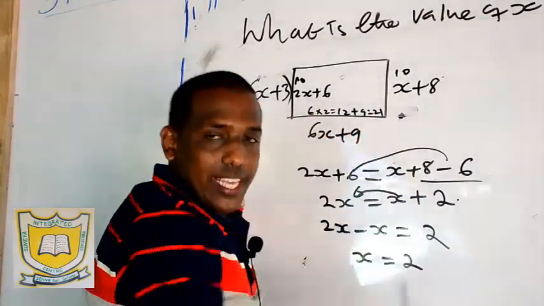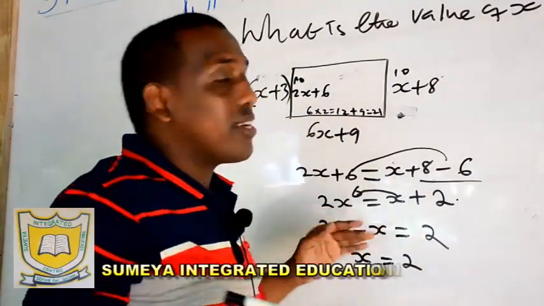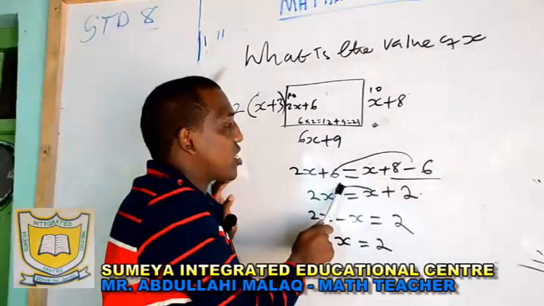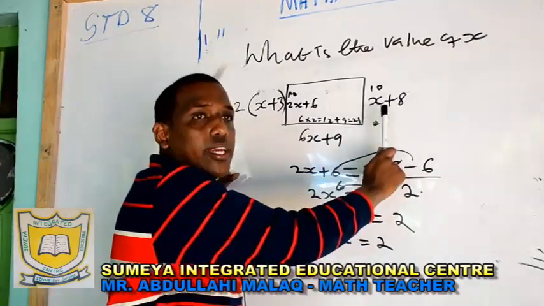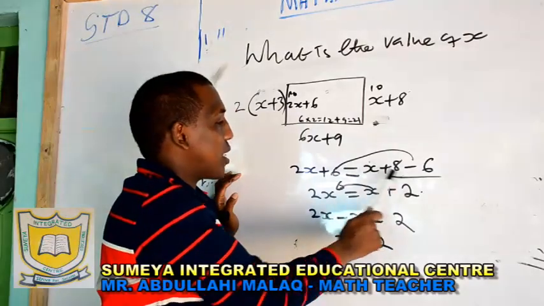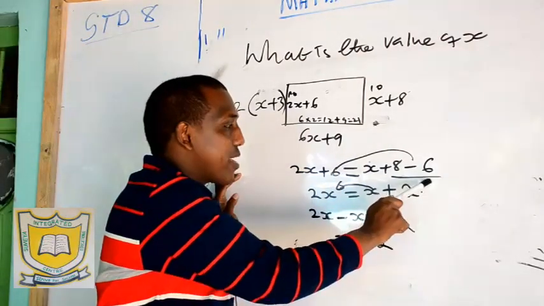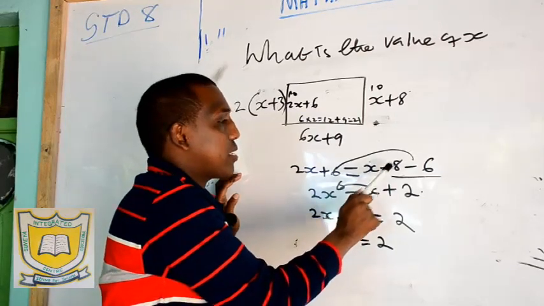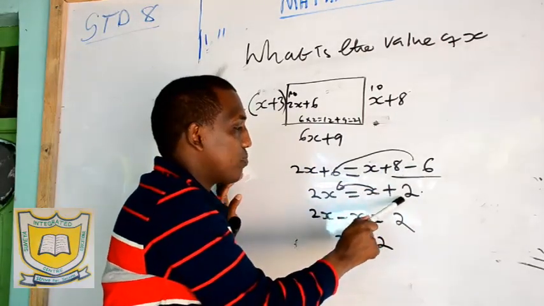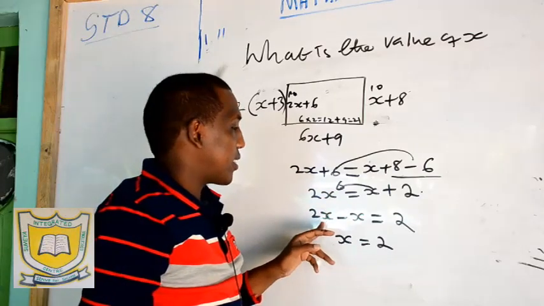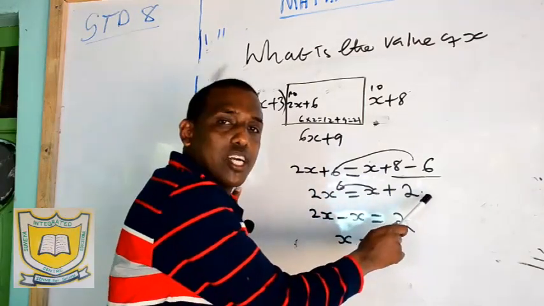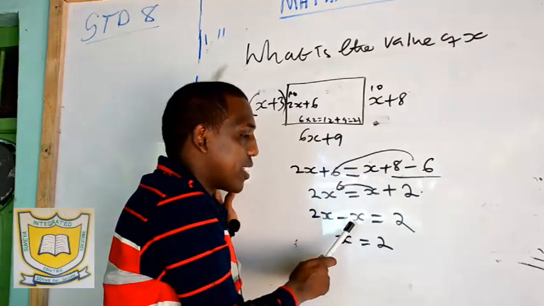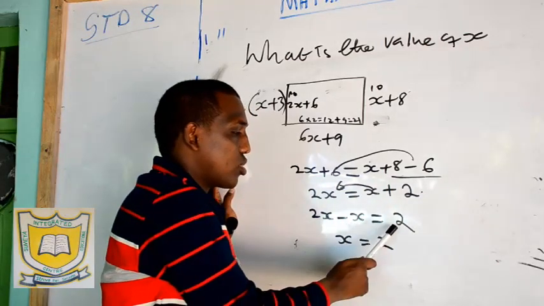I'm repeating. You are told to find the x. You always check the two sides you have. So you say 2x plus 6 is equal to the other side. You are given x plus 8. So 6 will move to the other side, minus 6 now. So 2x is equal to x plus 8 minus 6, which is x plus 2. So 2x is equal to x plus 2. Now x will move to the other side. 2x minus x is equal to x, which is equal to 2.